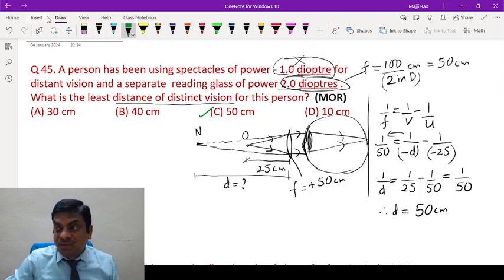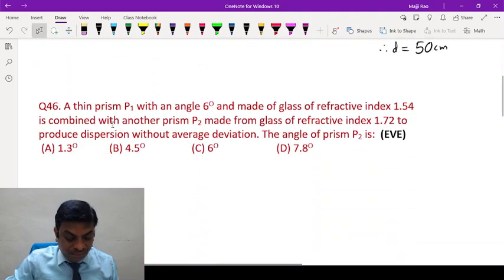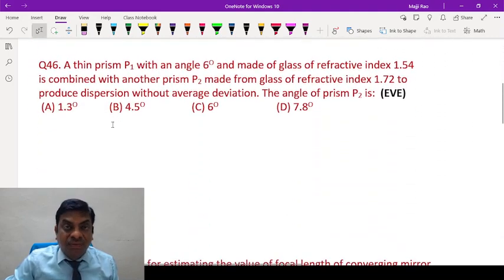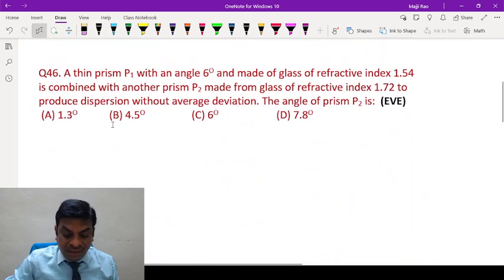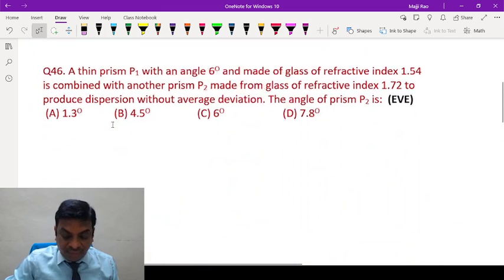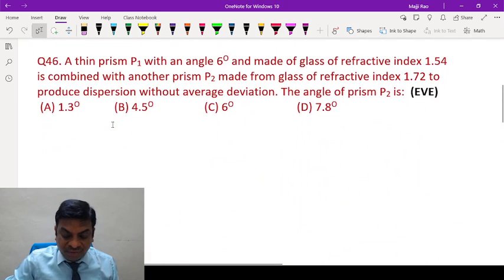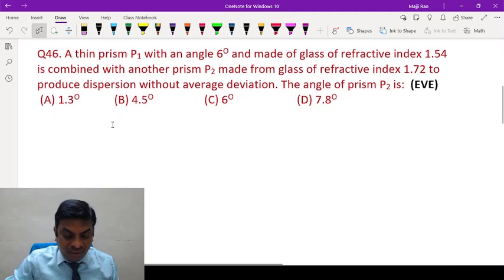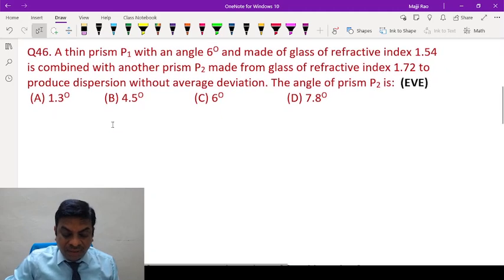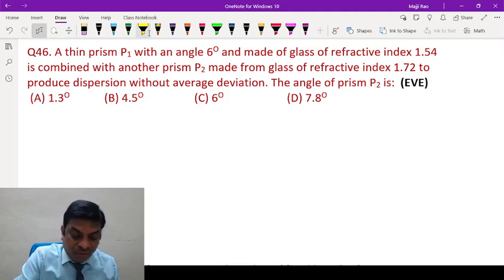I hope that is clear, students. Moving on to the next question. A thin prism P1 with an angle 6 degree made up of glass of refractive index 1.54 is combined with another prism P2 made from glass of refractive index 1.72 to produce dispersion without deviation.